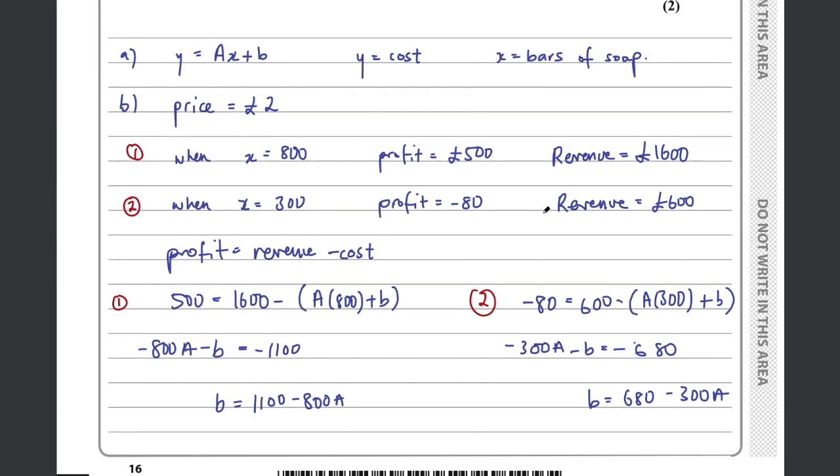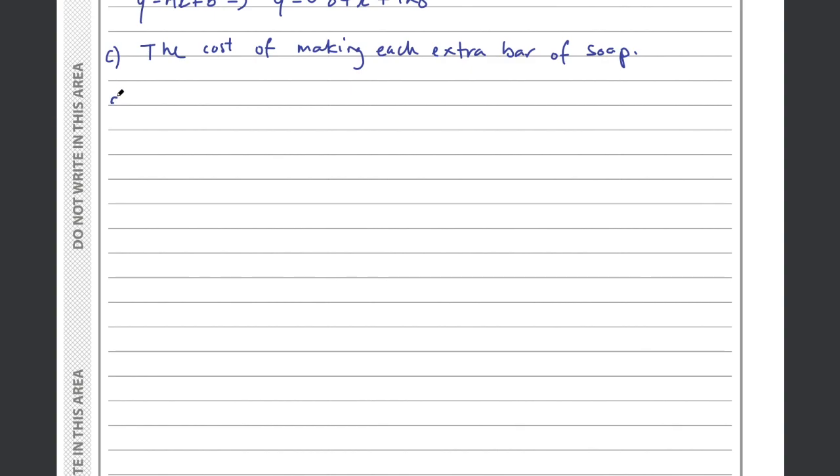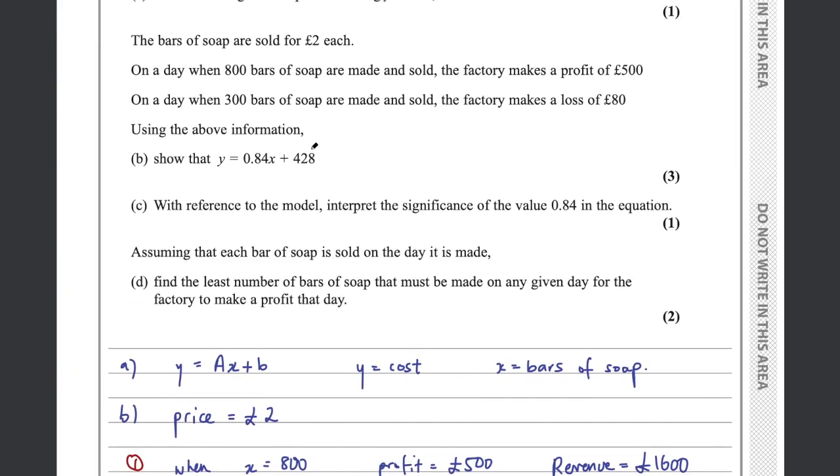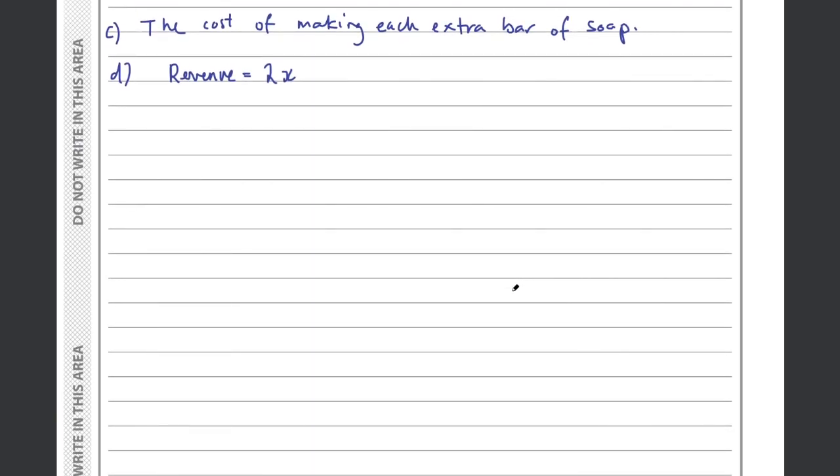Okay. Part D says, assuming that each bar of soap is sold on the day it is made, find the least number of bars of soap that must be made on any given day for the factory to make a profit that day. Okay, let's start on part D. So we're looking to make a profit. Well, firstly, let's state what the revenue is, the total made from sales. Each bar of soap is sold for £2, so the revenue is 2 times the number of bars of soap sold. And remember, we're assuming each bar of soap made is sold that day, so the number of bars made is the same as the number sold. So revenue is 2x, and also I know the expression for cost is 0.84x plus 428.